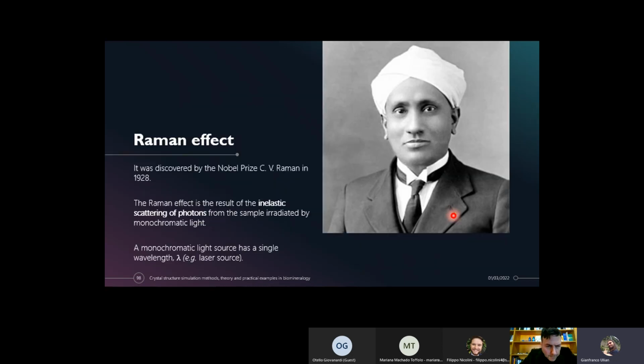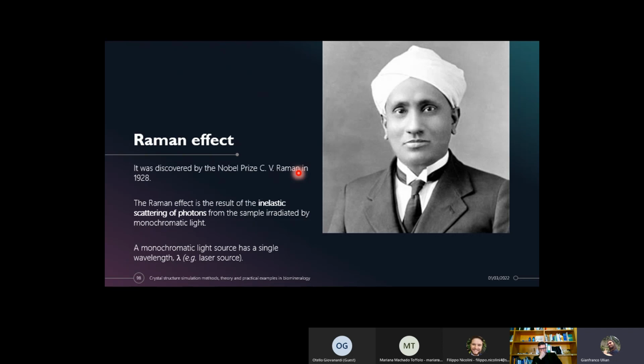Very briefly, Raman spectroscopy is closely related to infrared spectroscopy because it also investigates the atomic vibrations in materials, solids, gases, and liquids. But it is based on a different physical effect, the so-called Raman effect, which is the result of the inelastic scattering of photons from a sample that is irradiated with monochromatic light. You can see here the difference.